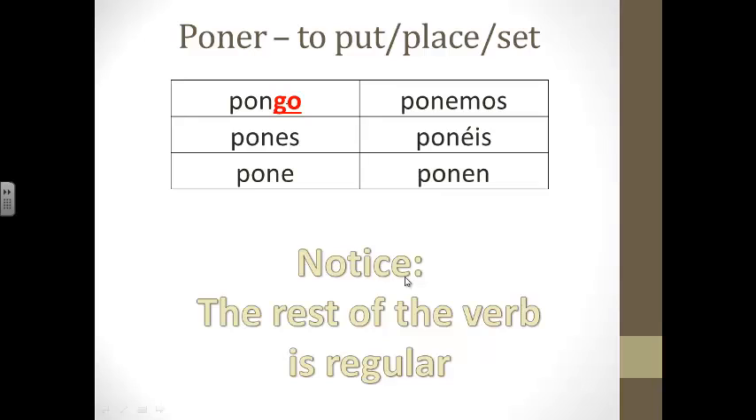The next verb, poner. Poner means to put, place, or set. It has an irregular yo, it's a go verb. And just like our other ones, it's an ER verb, so it has ER endings. Its conjugation, pongo, pones, pone, ponemos, ponéis, ponen.